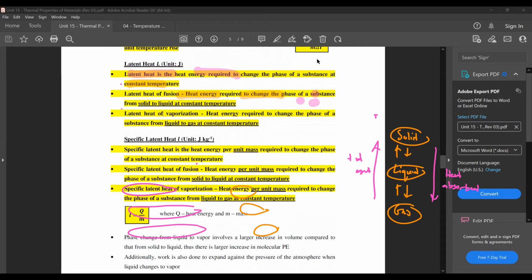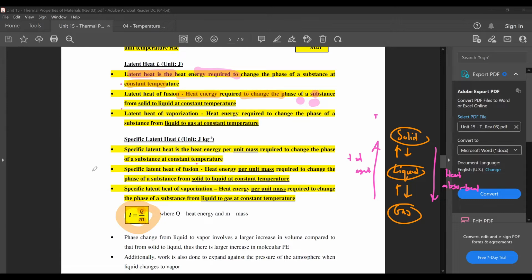So in general, if you want to find out what is specific latent heat, you just take the heat energy that has been supplied to cause the phase change divided by the mass that has changed phase. This will give you your specific latent heat.